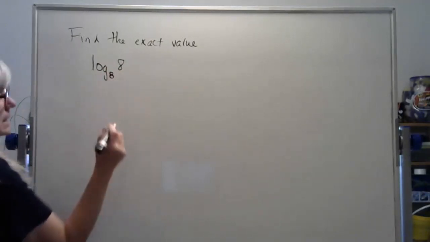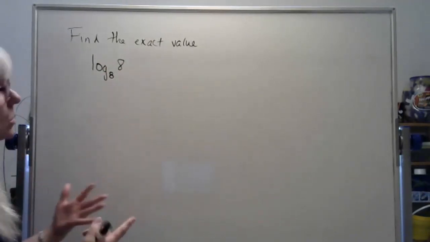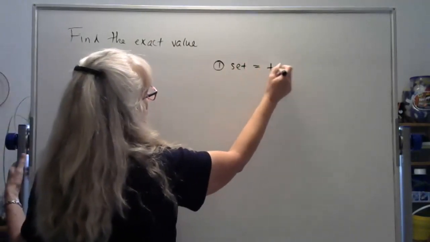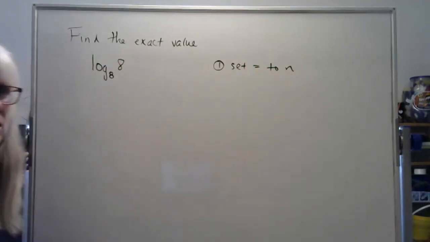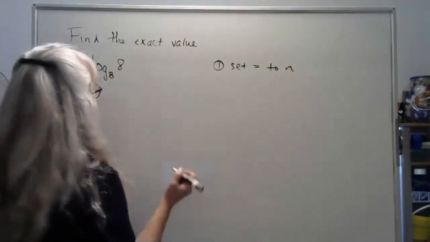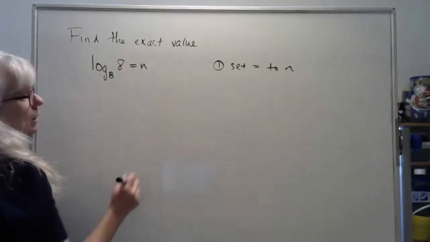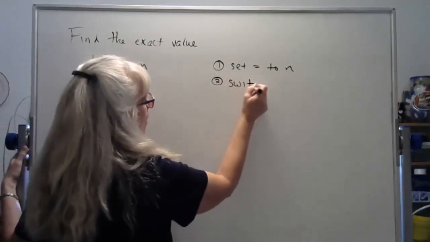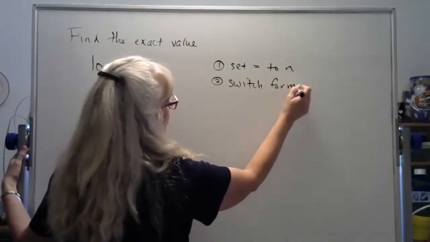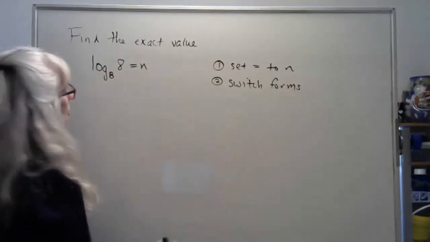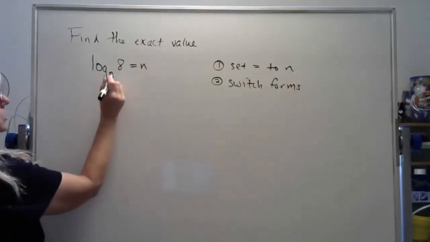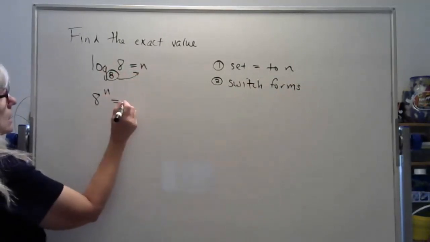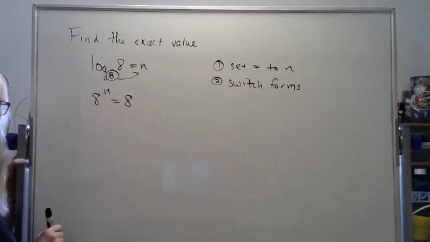For today, what we're going to do is set this equal to a dummy variable. So step 1, we're going to set it equal to n. I don't want to use x here because I don't want you to get used to solving this way. Then we're going to switch forms. When all else fails, you take it to the other form. So we're going to switch to exponential form. I'm going to pick up my base, that's the 8, go across the equal sign and pick up the n, and set it equal to the inside stuff, which is also an 8.